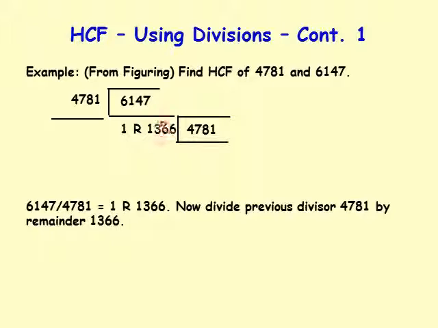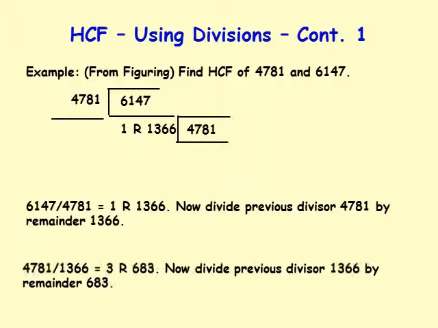So next step, this is my divisor, which is the remainder from the first division, and this is my dividend, which was the divisor before. So the remainder becomes the divisor in the next step, and the divisor becomes the dividend in the next step. Let's continue from here.